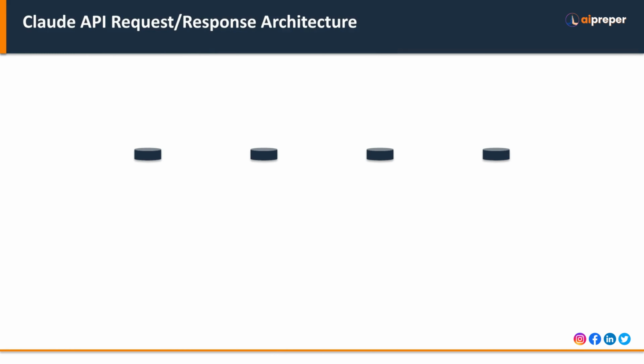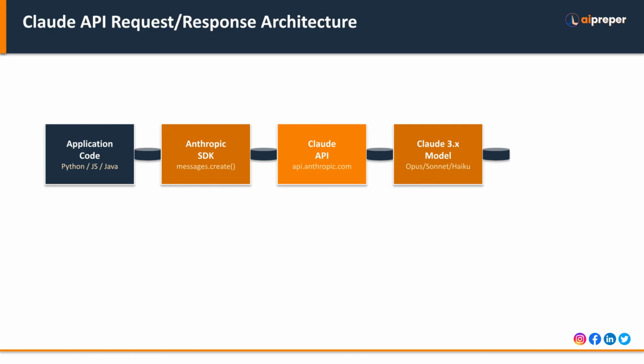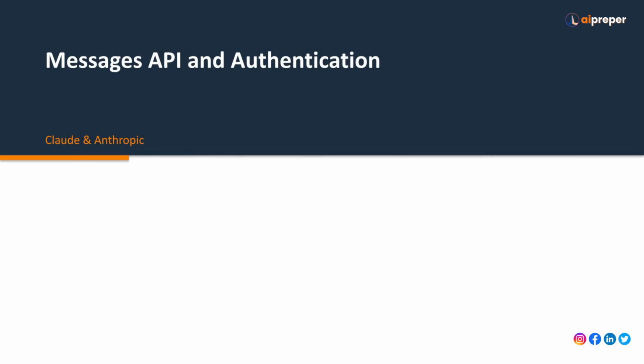The Claude API request/response architecture shows the end-to-end flow. It moves from your application code through the Anthropic SDK, the Claude API, the Claude 3.x model, and finally to a structured response. We begin with the Messages API and Authentication, fundamental concepts for interacting with Claude and Anthropic models.